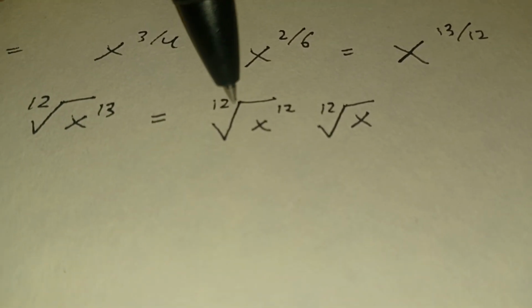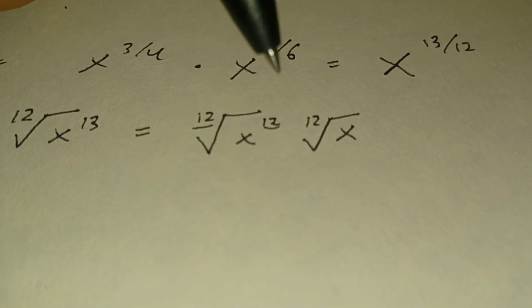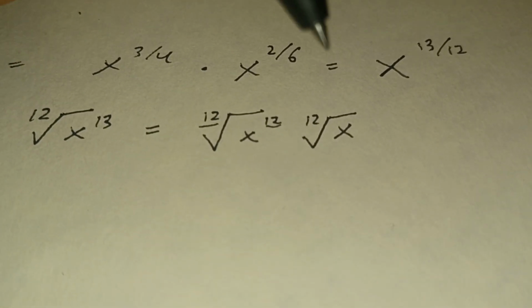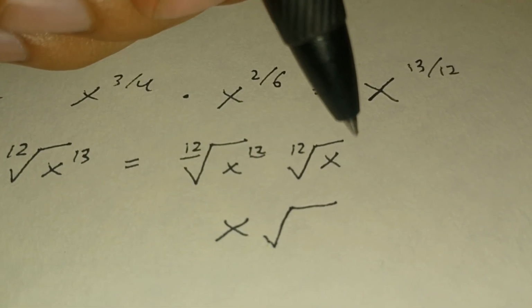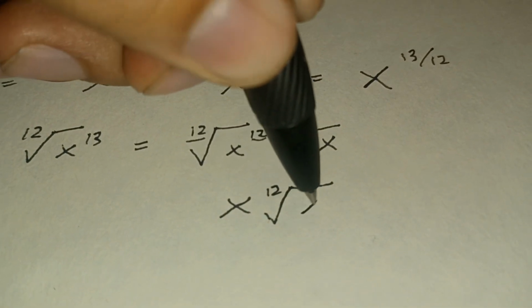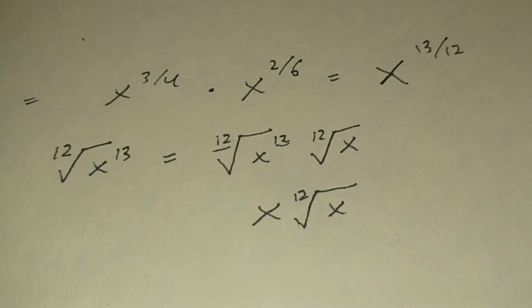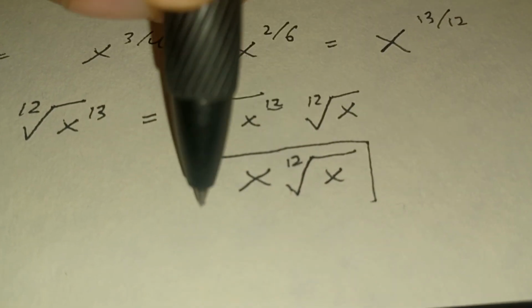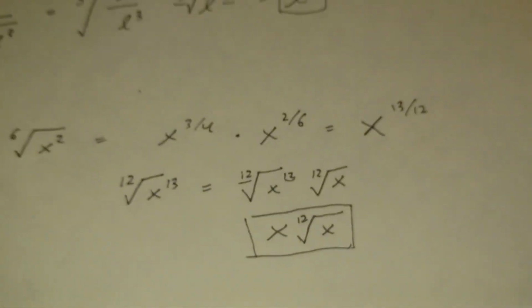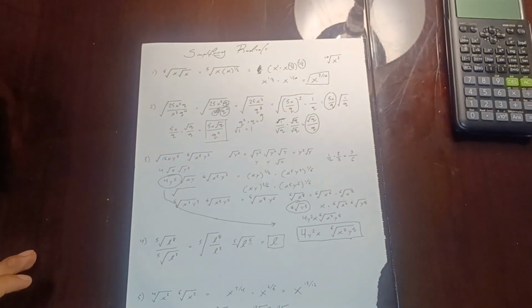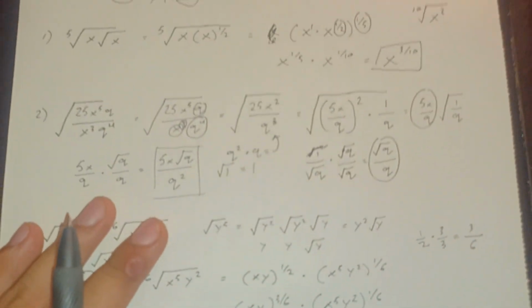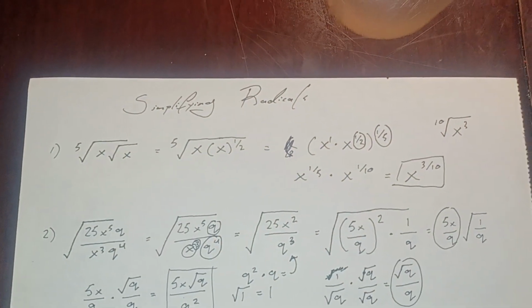The index is even and it matches the exponent, so it's going to be the absolute value of x. We can't simplify the remaining root any further, so it's going to be the absolute value of x times the 12th root of x. That is how you do number 5, and this is the work for all of the problems. With that, we are done with the 5 examples of simplifying radicals.